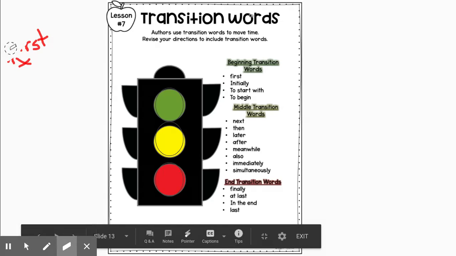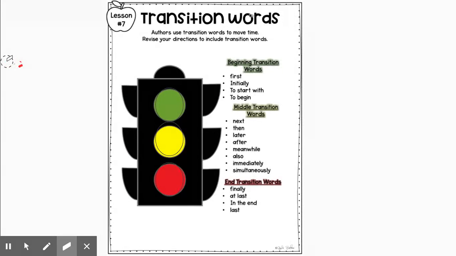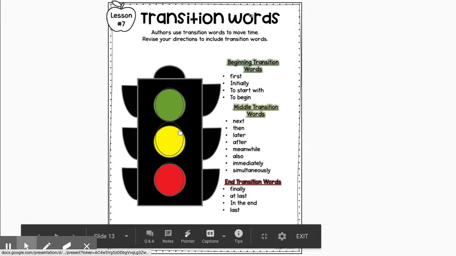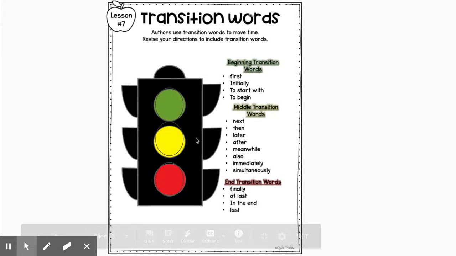All right, my friends, so we looked at our beginning transition words. We're now going to move on to our middle transition words. And just like this stoplight, this is our middle section. We used a few of these words when retelling Henry and Mudge. Today we're going to go back in our writing and see if we can add in any middle transition words such as next, then, later, after, meanwhile, also, immediately, which means right now, or simultaneously, which means at the same time.